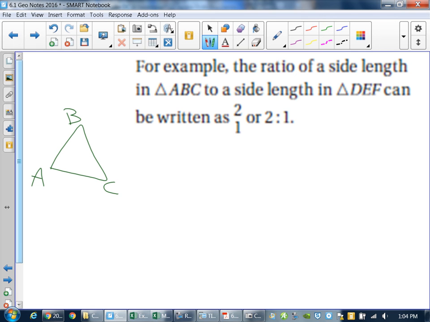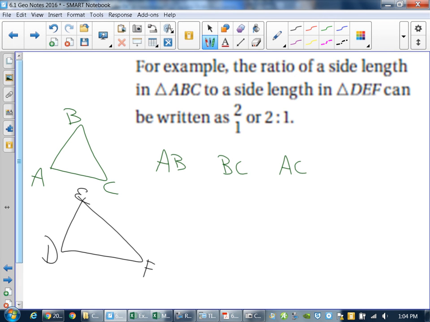If it's triangle ABC, I have sides of AB, BC, and AC. You okay with that? And then if I have triangles DEF, the corresponding letters, like we've done before, still works. But it creates these 3 fractions, which are ratios. If they all have the same ratio, which they will, it means they are proportional. That's how this is going to work.